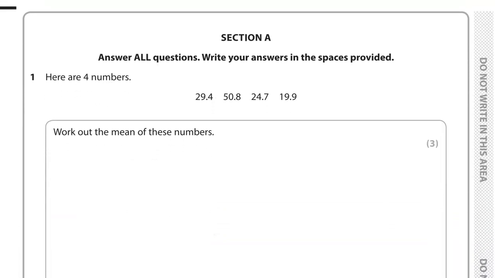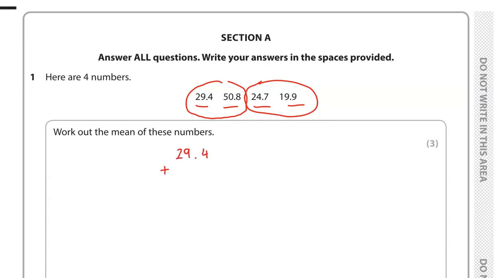Question 1. Here are four numbers: 29.4, 50.8, 24.7, 19.9. Work out the mean of these numbers. The mean is the average, which means adding up the numbers and dividing by how many there are. So we need to add these four numbers. We could have them being added all together, or we could do it in pairs. So that's what I'm going to do.